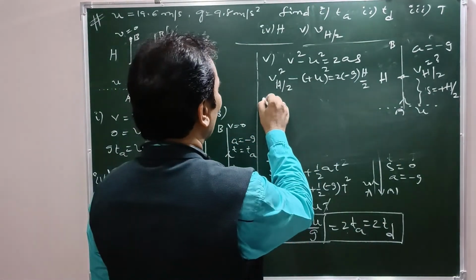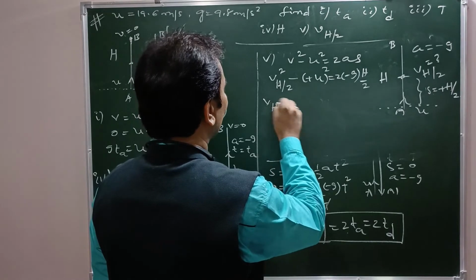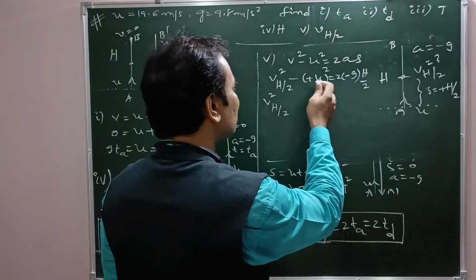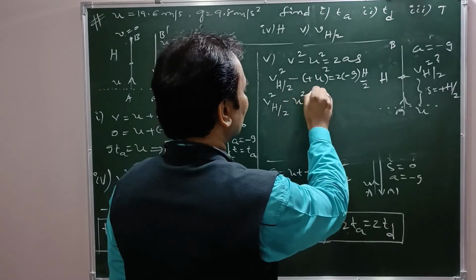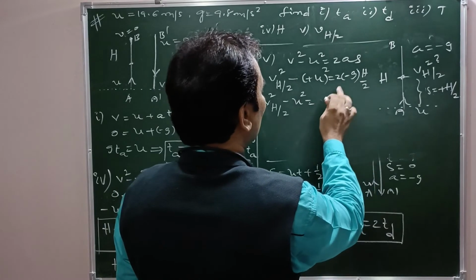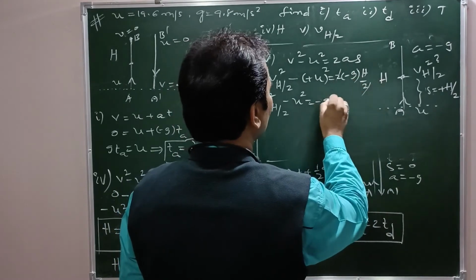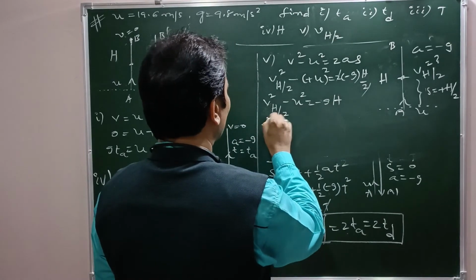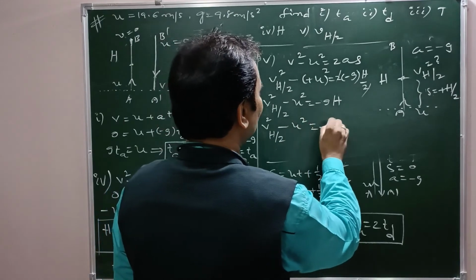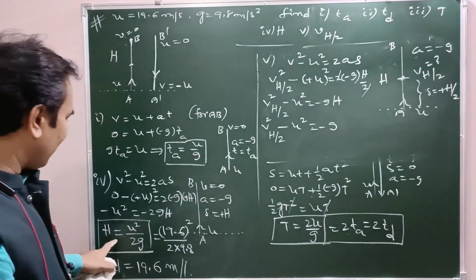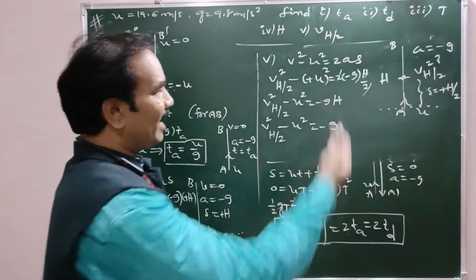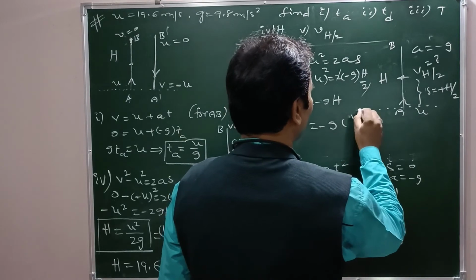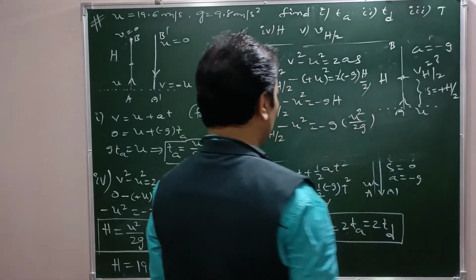That is v at half of the maximum height whole square minus u square equal to minus g into h, where the 2 cancels. What is the expression for h? Total height, u square by 2g, right?